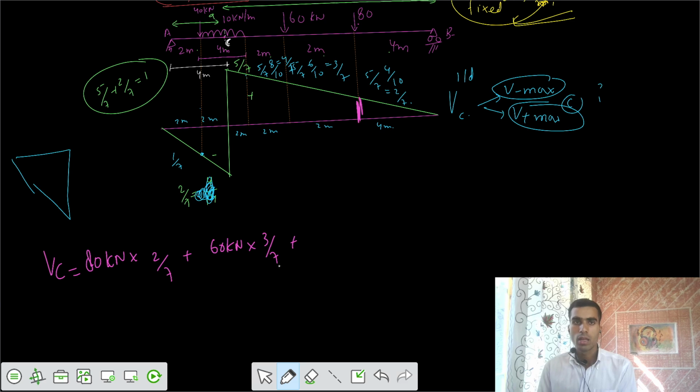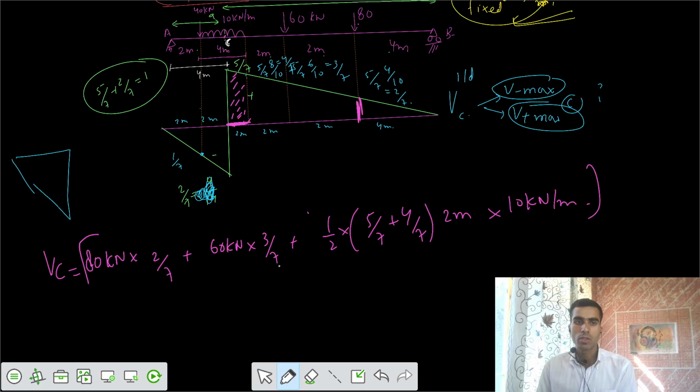It is a UDL. For the UDL I have to take the area under the curve. I would say 1 by 2 times the sum of parallel sides, 5 by 7 plus 4 by 7, into the length of 2 meter. That is the area of that trapezium. After that you multiply by the intensity of 10 kilonewton per meter. And these are all positive values.